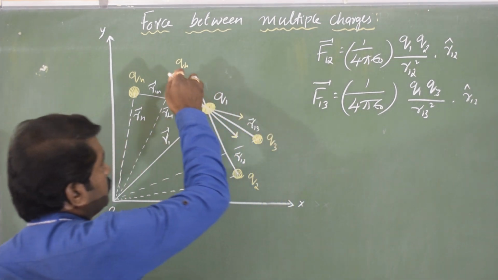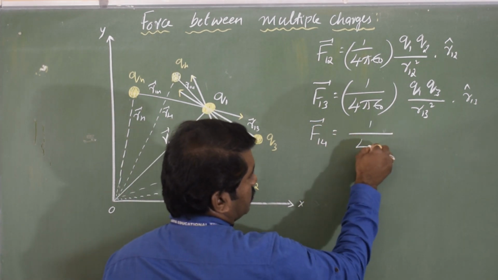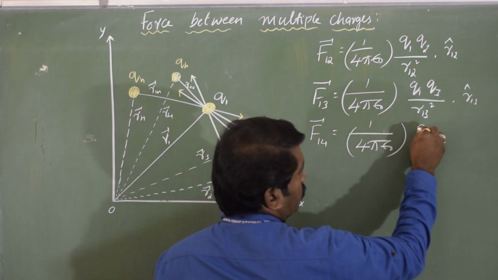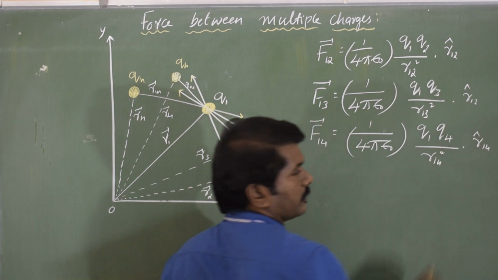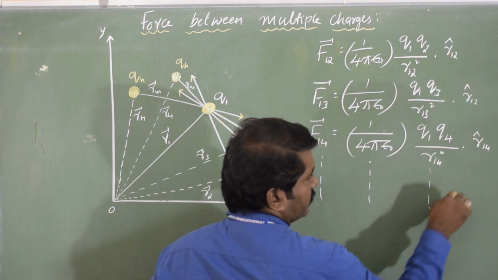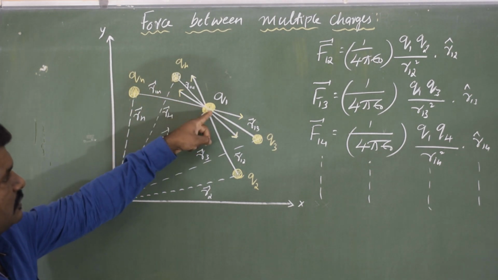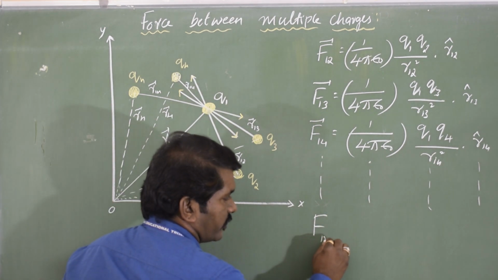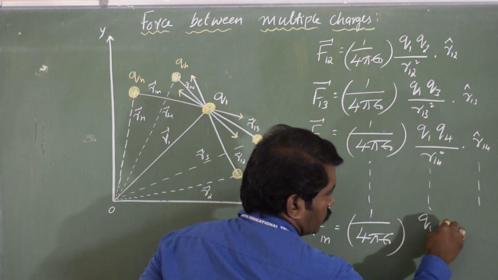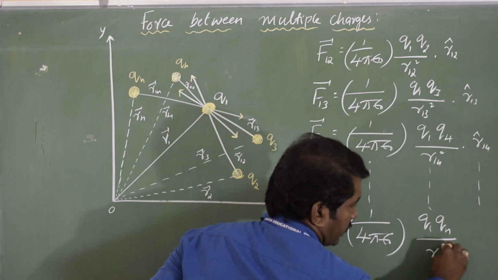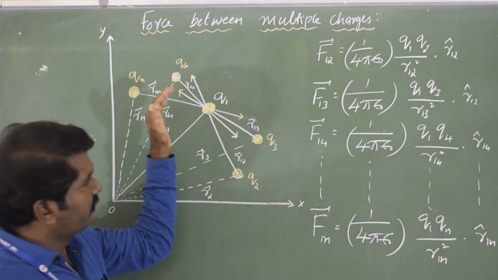Similarly, the force between Q4 and Q1 is given by F14 is equal to 1 by 4 pi epsilon naught Q1 Q4 divided by R14 square into R14 cap and so on. So if I take n number of charges, for the nth charge, that means Qn and Q1, the force between these two charges, we'll take it as F1n, is equal to 1 by 4 pi epsilon naught Q1 Qn divided by R1n square into R1n cap. So these are the different forces between the different charges.